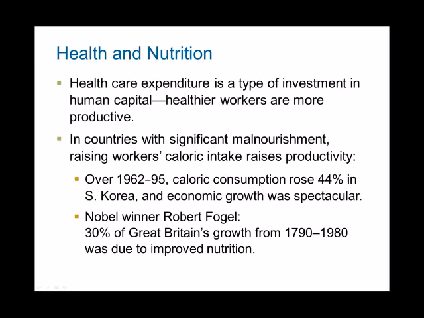Robert Fogel, who was a Nobel Prize winner, in his analysis found out that almost a third of the British growth rate between 1790 and 1980, so almost 200 years of growth, can be attributed to improved nutrition of the British population.